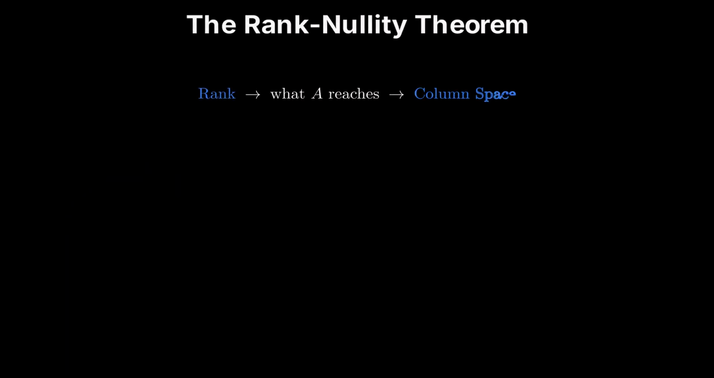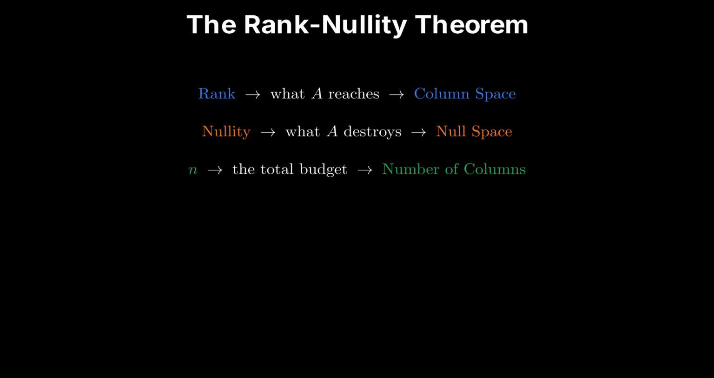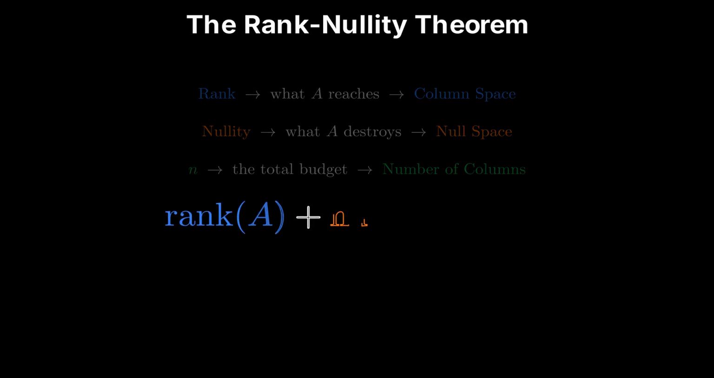Rank tells you what the matrix can reach. Nullity tells you what the matrix destroys. And the number of columns is the budget that's always perfectly spent. Rank points to the column space, the set of all outputs A can produce. Nullity points to the null space, the set of all inputs A sends to 0. And n, the number of columns, is the total budget, always divided completely between these two.